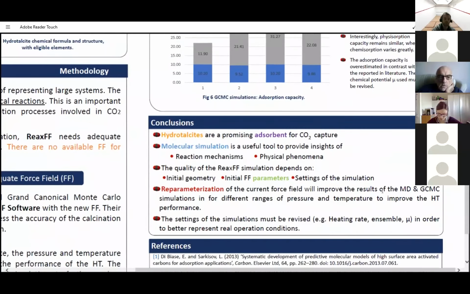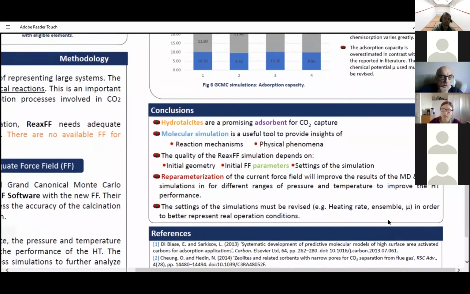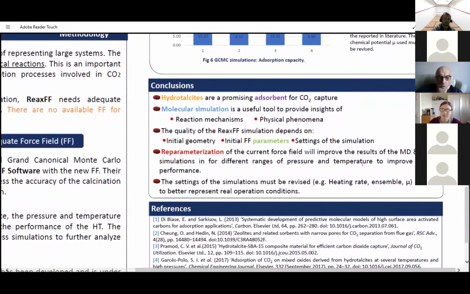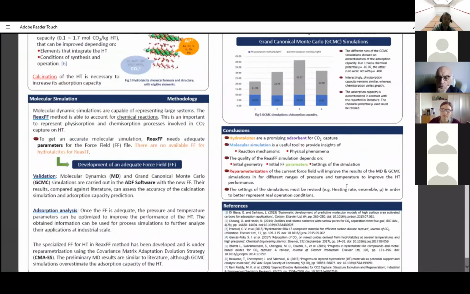So as conclusions, hydrotalcites look like a very promising material. Molecular simulation can help us to do a screening of the material once we have these parameters set up. And yeah, we're still working on it, and I will be very happy to take any questions.